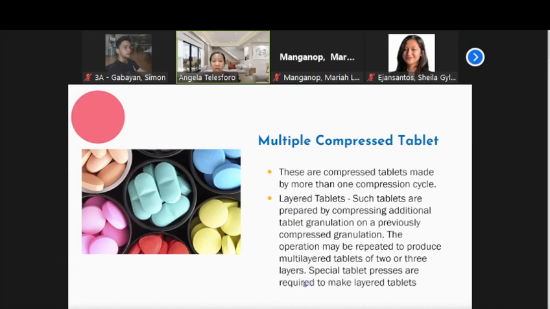Okay, so example of this tablet is your Newzep, no? Layered tablet. Why are they in layered form? Because we cannot combine them together. So in Newzep, there is the green and the white portion. So the green, may mga ingredients siya na hindi pwede combine sa white. So ang best way is i-compress mo siya separately and then compress them. But we cannot combine them as one. So that's the reason why we make it into a layered tablet.